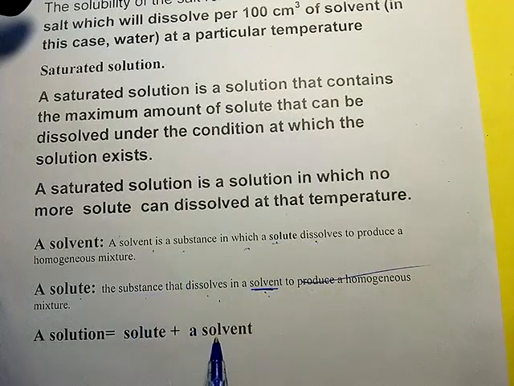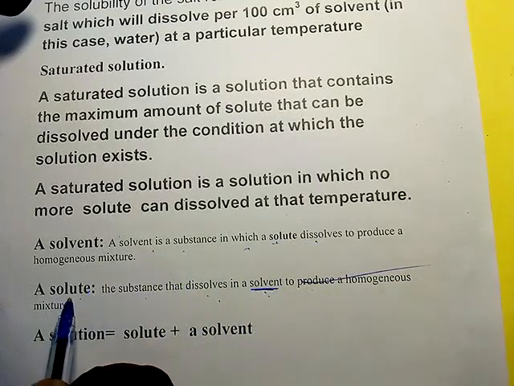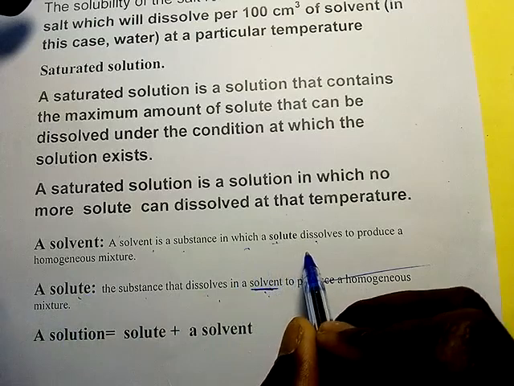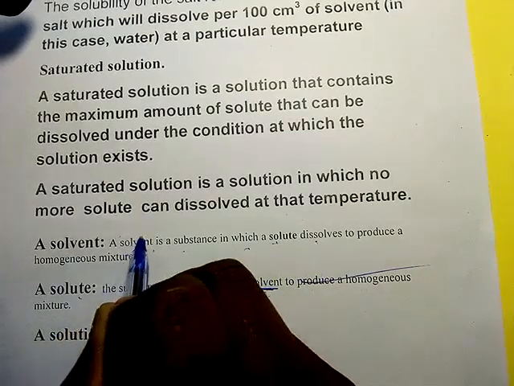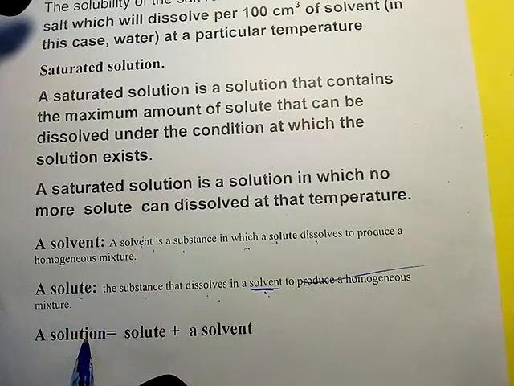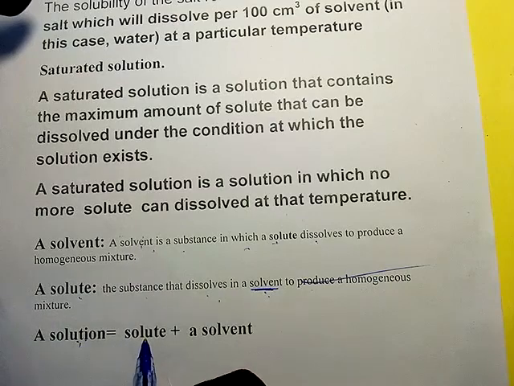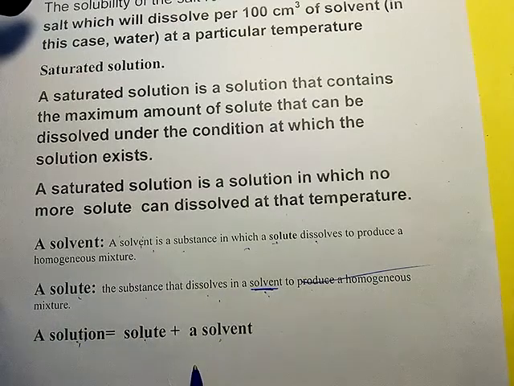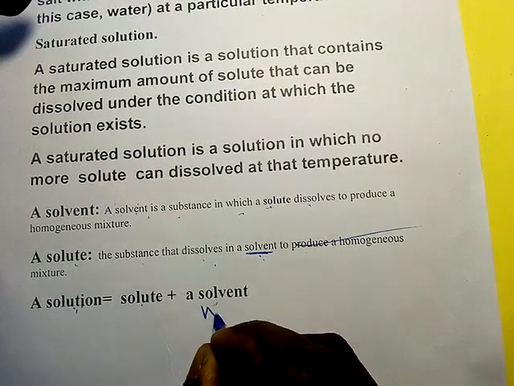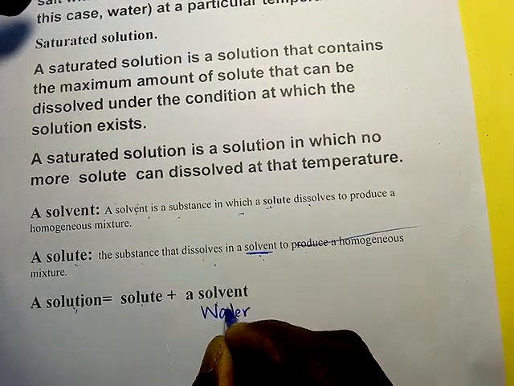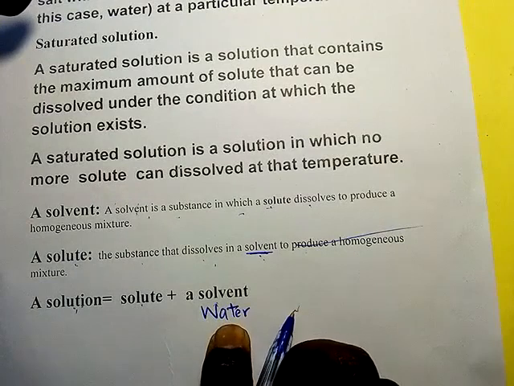That is very correct. So, when a solute dissolves in a solvent, the product is a solution. So, what is a solution? A solution must contain a solute plus a solvent. Let me take an example of a solvent. A solvent: water. This is the common solvent we are using.